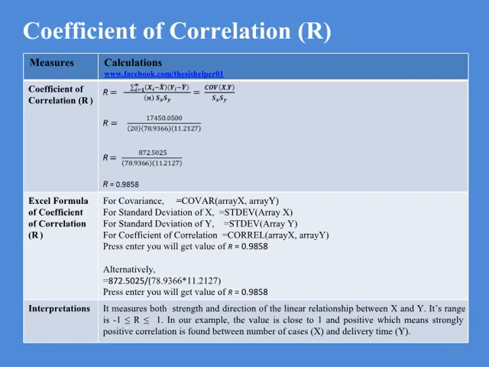Interpretations: it measures both strength and direction of the linear relationship between x and y. Its range is -1 less than or equal to R, which is less than or equal to 1. In our example, the value is close to 1 and positive, which means a strongly positive correlation is found between number of cases, x, and delivery time, y.